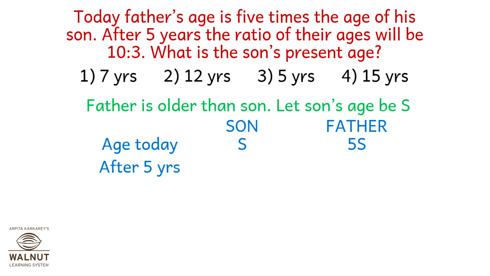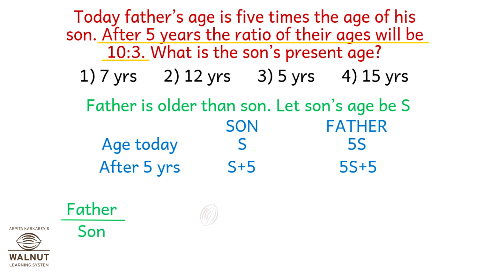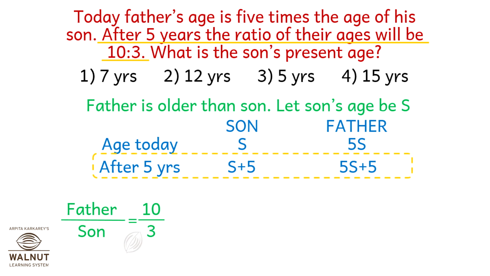After 5 years, the son is older by 5, so we have S plus 5. And the father again is older by 5 years after 5 years, right? So father becomes 5S plus 5. After 5 years, it's given that the ratio of their ages will be 10:3. So father is to son is equal to 10:3, which is 10 upon 3, which is 5S plus 5 upon S plus 5.